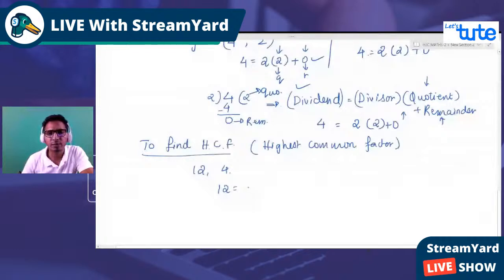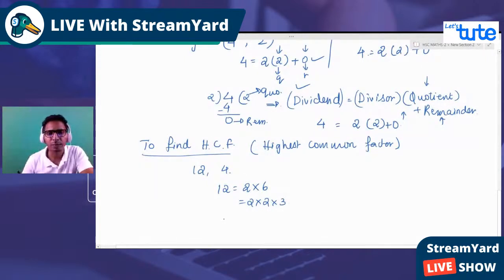How do we write it? Suppose I want to write 12 as 2 into 6, so 2 into 2 into 3. This is the way we write the factors. We call them prime factors because we know that 2 and 3 are prime numbers. So we go on until we get prime numbers, correct? In this way we get 12.